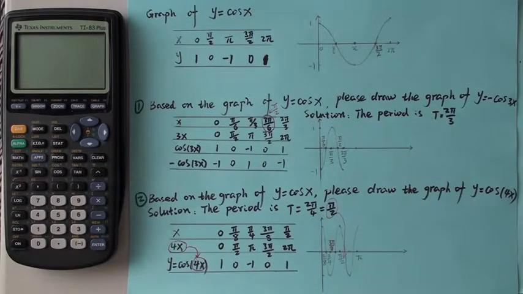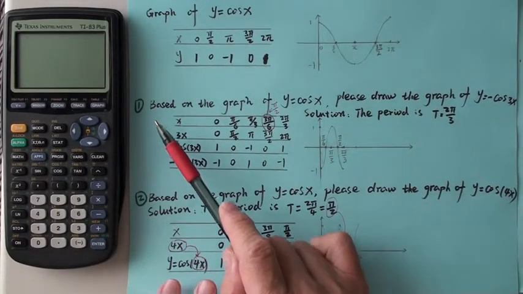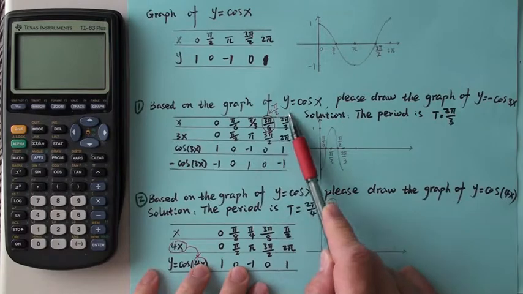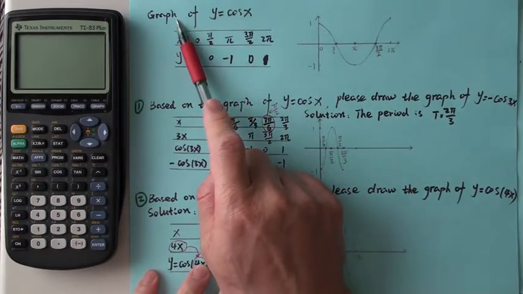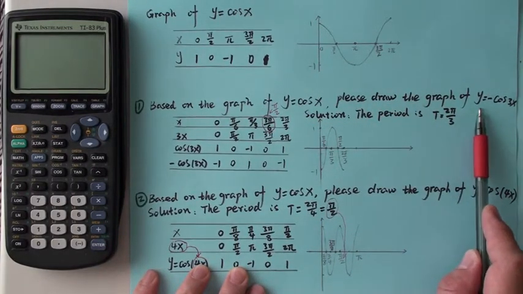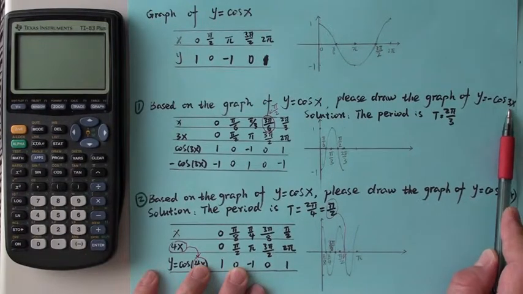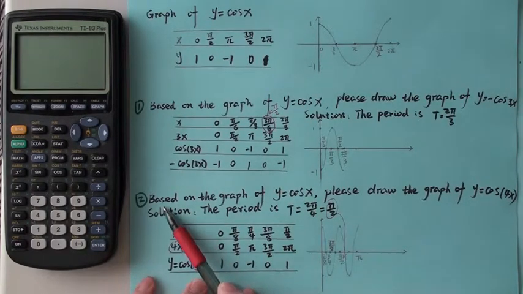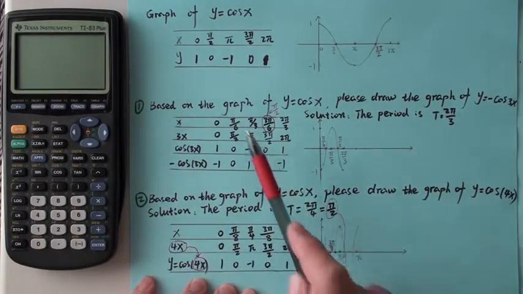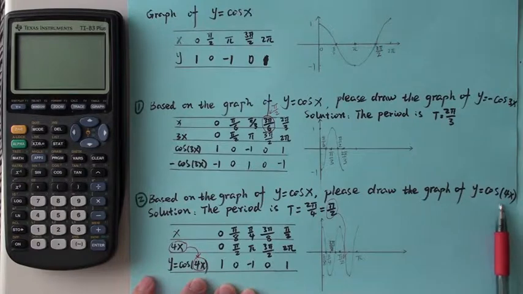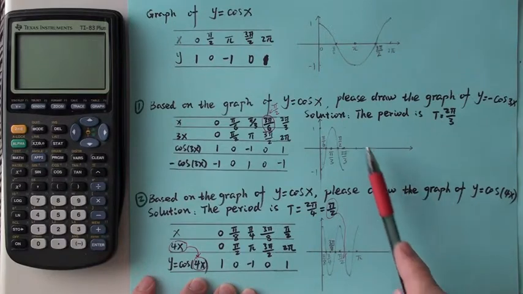In this lecture, we will look at those two examples. The first one is based on the graph of y equals cosine x, this graph, and we want to draw the graph of y equals negative cosine 3x. The second example is that based on the graph of cosine, again the same graph, we want to draw the graph of y equals cosine 4x. Okay, and here are the solutions.